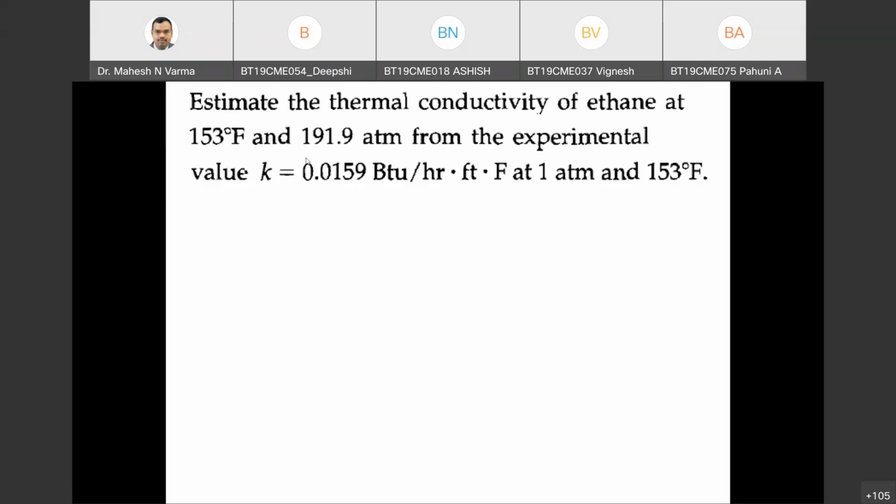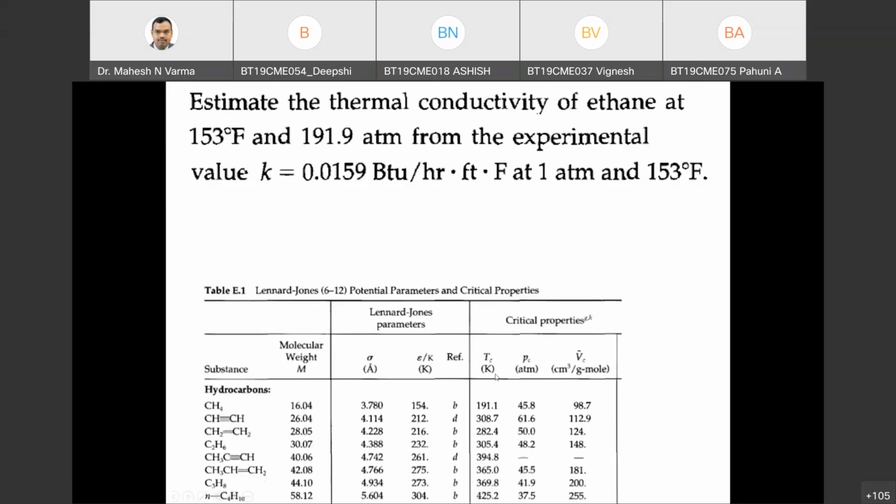Yes, sir. Is it okay? So you can see actually here, ethane. Where is ethane? Roll number 92, Saransh.